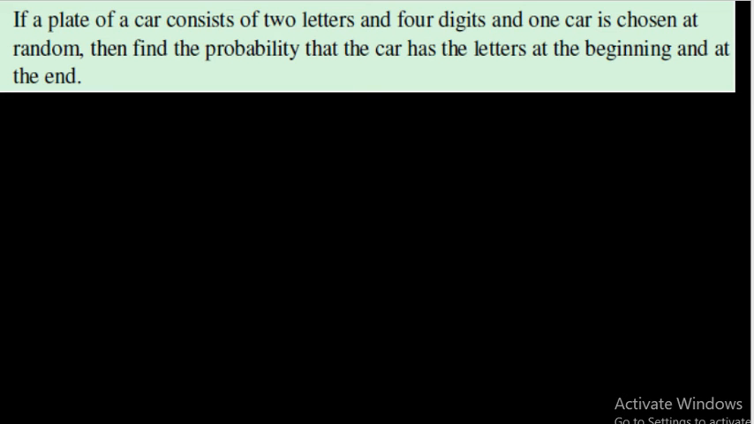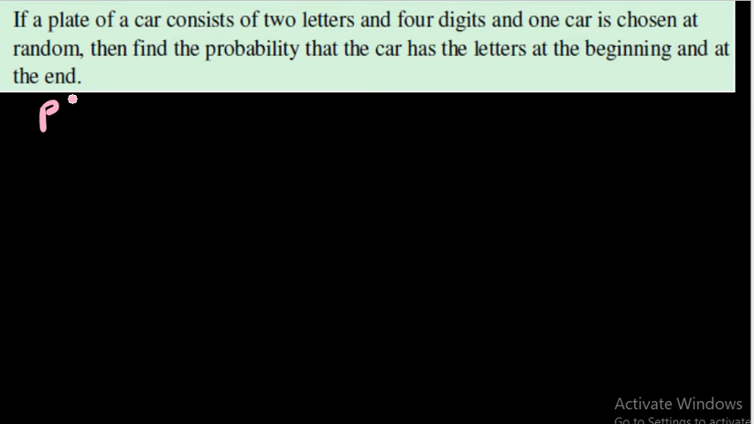In this video, we'll be solving probability exercises. The first question: if a plate of a car consists of 2 letters and 4 digits, and one car is chosen at random, then find the probability that the car has the letters at the beginning and at the end.